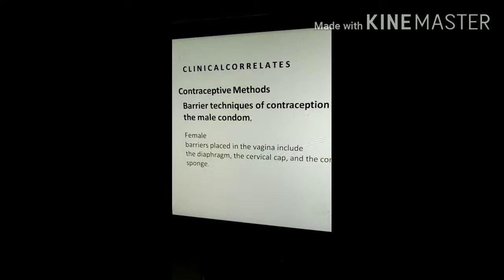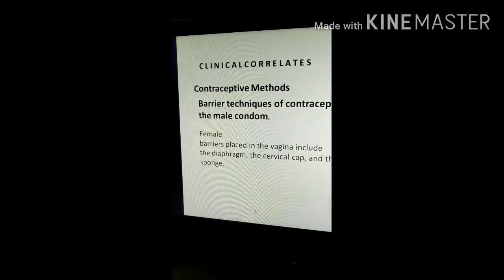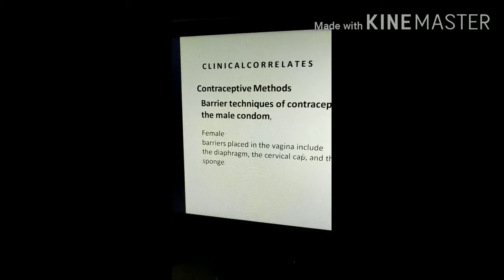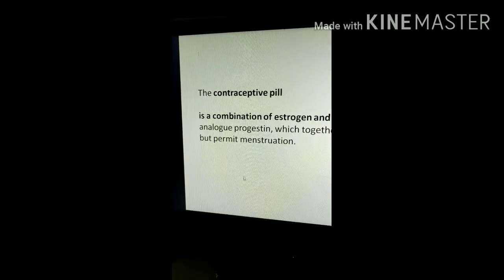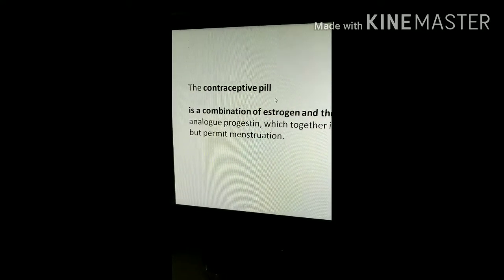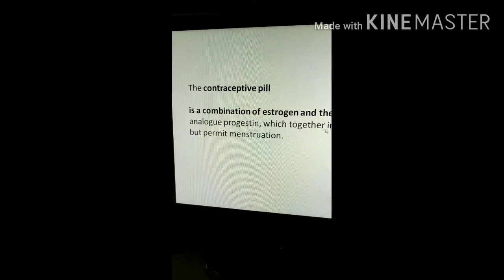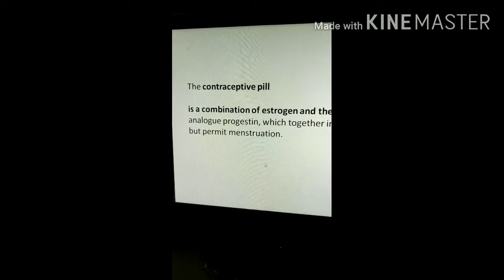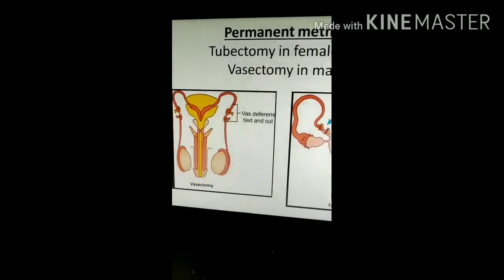In temporary cases, there are some barrier methods. In case of the male, there is the male condom. In case of the female, barriers placed in the vagina, including the diaphragm, cervical cap and contraceptive sponge. And there are oral contraceptive pills. It is actually a combination of estrogen and progesterone hormones. These inhibit ovulation but permit menstruation. So no ovulation, no fertilization, no pregnancy. These are all temporary.